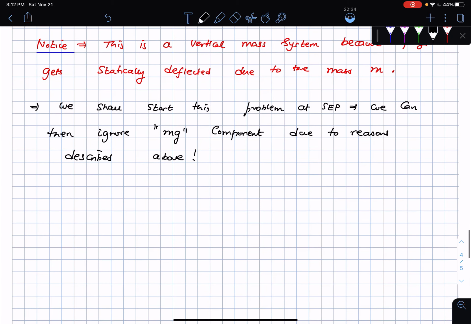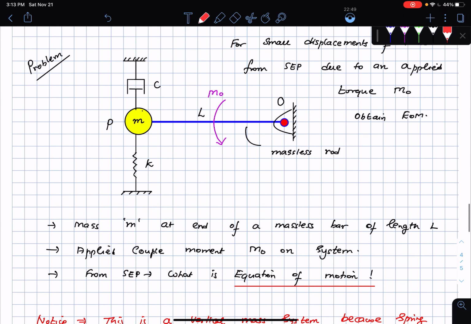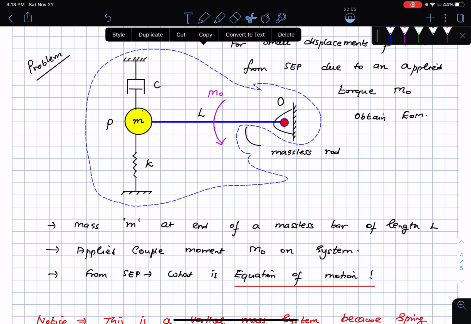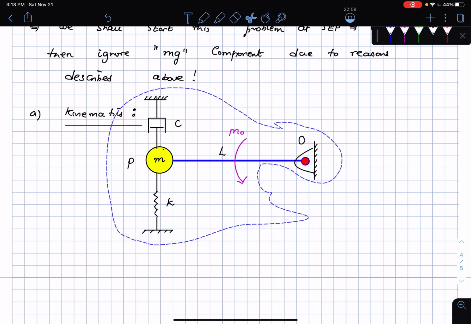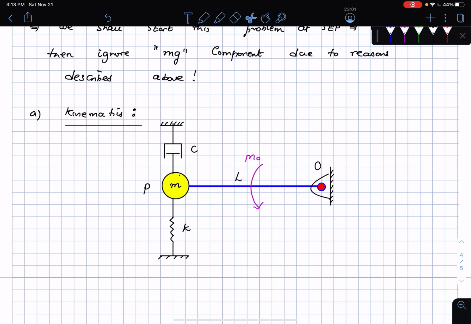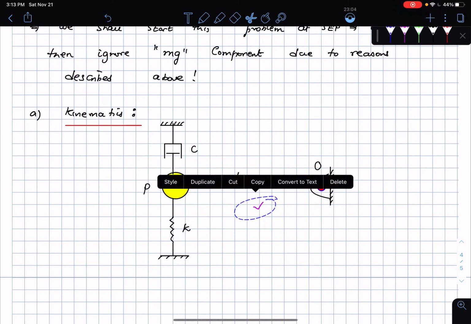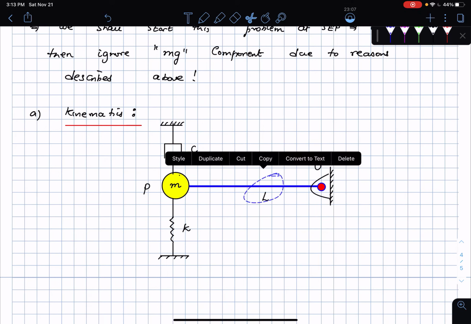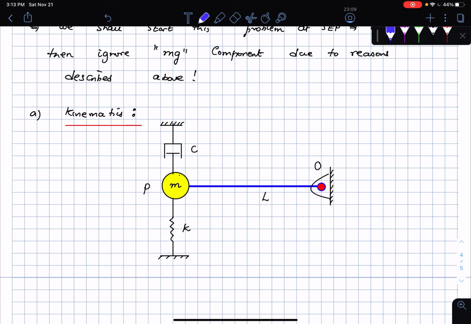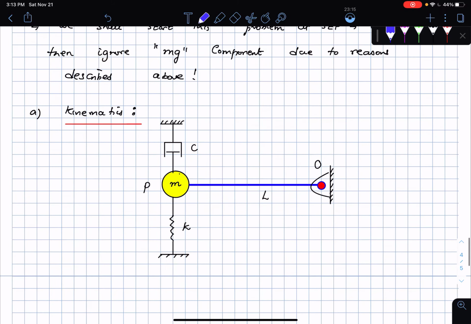So what do I have to do? Before I do anything, I have to do some kinematics. I start off by looking at the degree of freedom of the system. First, I take this figure and draw it out again. I know it's a massless rod, and I'm not looking at the applied torque either. The length of this is known to be L. From the kinematics perspective, the point O is a fixed point, so it does not have any acceleration.